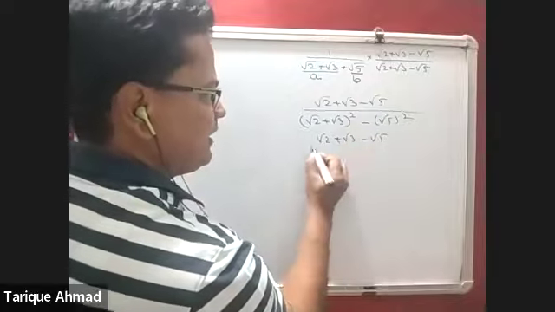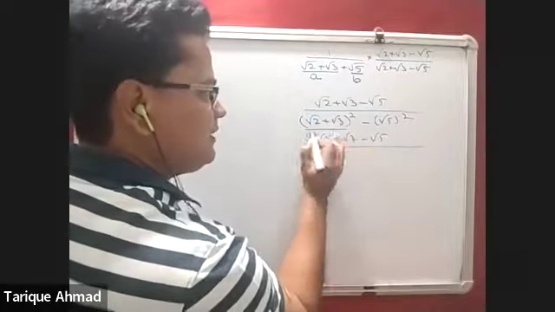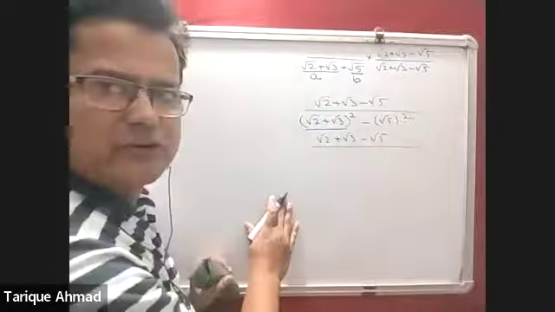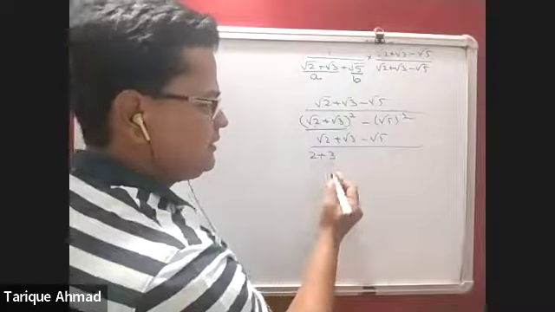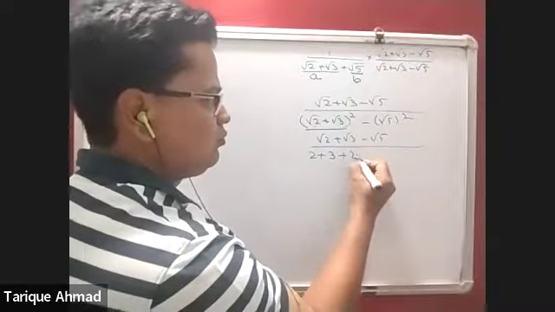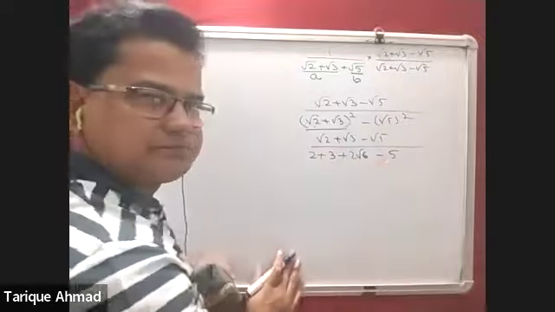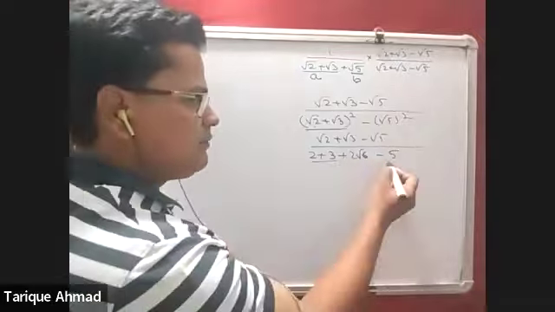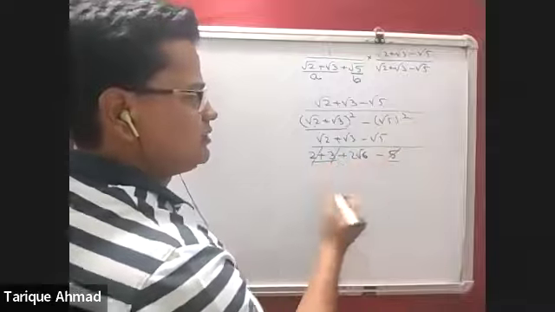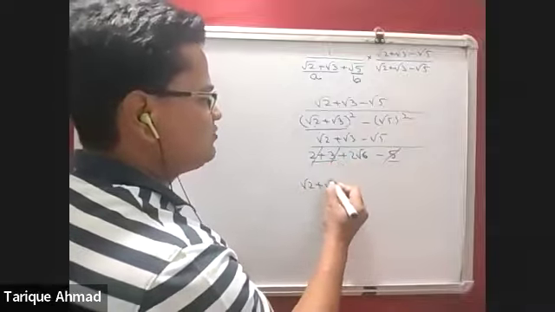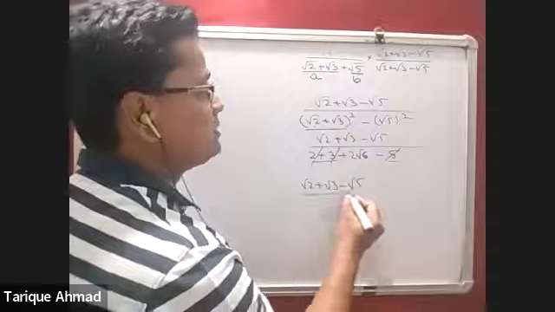Now, root 2 plus root 3 minus root 5. This can be expanded using A plus B whole square. A square is 2, B square is 3, and 2AB, 2 root 6. And here minus 5. Now this 5 and this 5 cancelled. So we get root 2 plus root 3 minus root 5 by 2 root 6.